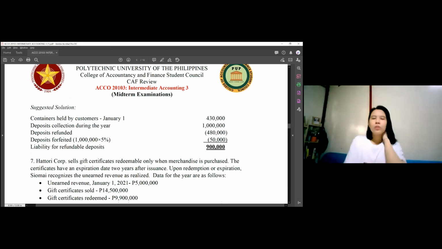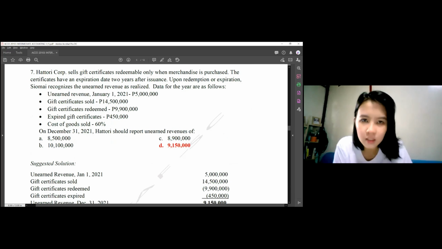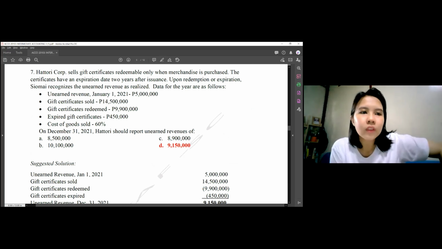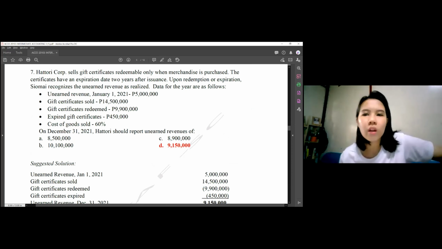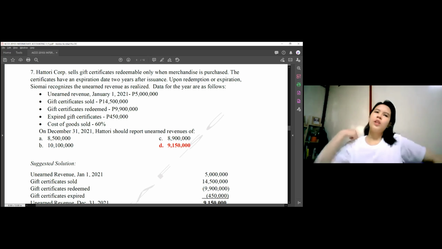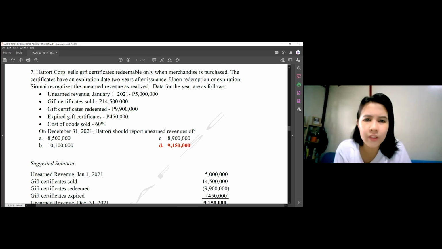Okay. So, number 7, si Hattori Corporation ay nagbebenta ng GC na redeemable lang kapag bumili ng merchandise. So, yung certificates ay merong expiration date na 2 years after ma-issue. Then, upon redemption or expiration, Siomai recognizes unearned revenue as realized. So I think this is just a typographical error. So that should be Hattori.